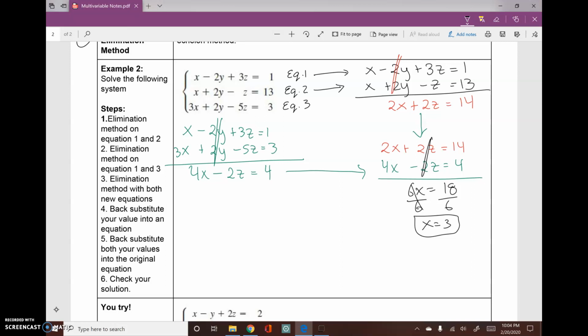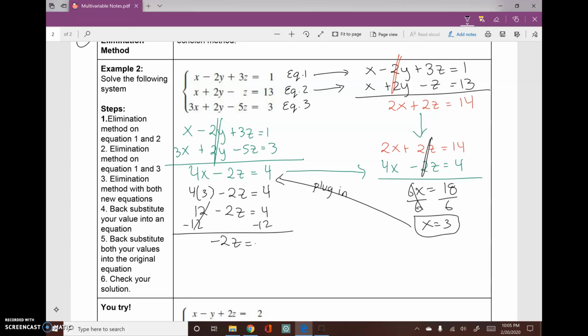So I can plug this 3 back into this one here. 4 times 3 minus 2z, and then I would get the variable z. So then I went back here to plug in. And then I get 12 minus 2z equals 4. Minus 12, minus 12. Negative 2z is equal to negative 8, divided by negative 2. Z is equal to 4.